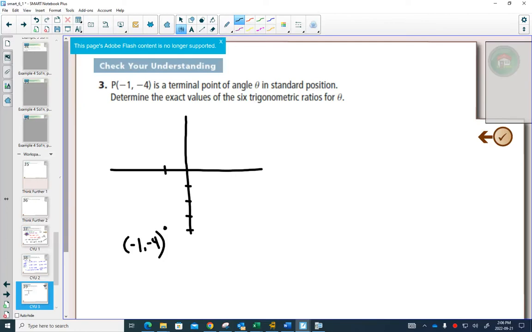They say it's a terminal point of an angle in standard position. That means here's my terminal arm. This would be my angle theta in standard position, and that point is on the terminal arm. What the question is asking us to find is all the exact values. Exact values means we're not going to be able to use a calculator, and that we have to leave answers with square roots and not decimals if they're like that.